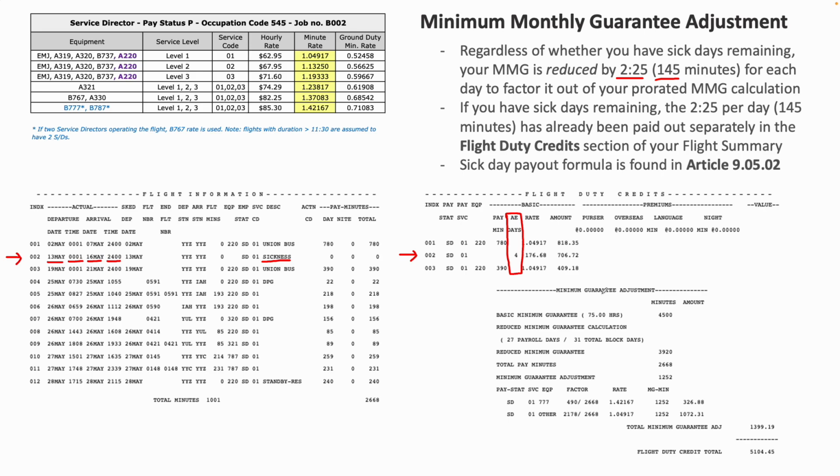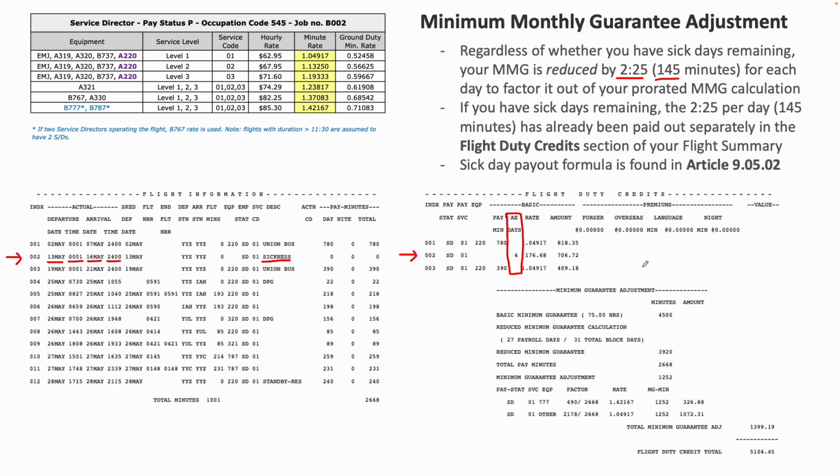So the takeaway point for this is that sick days are calculated in units of days as opposed to in units of minutes. Now, in order to calculate a minimum monthly guarantee and any sort of adjustment, you have to be able to work in units of minutes. But our contract talks about sick days being paid out in units of days.